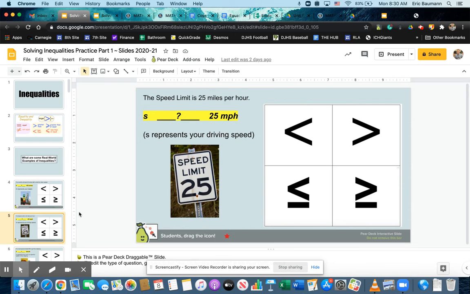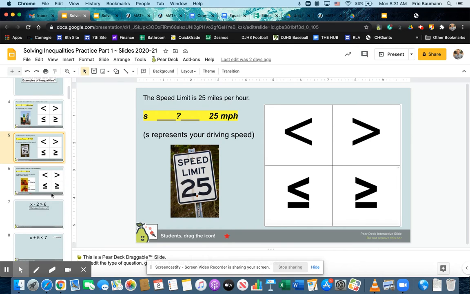Let's look at another one. Speed limit, right? When we're driving down the road, we want to ask ourselves, if the speed limit is 25, what can I drive and be okay without getting a ticket? So again, we're looking through these different options. We want to make sure that s is 25 or less. So we're going to choose this one here in the bottom left-hand corner. s is less than or equal to 25 miles per hour, because if not, we'll get a ticket.